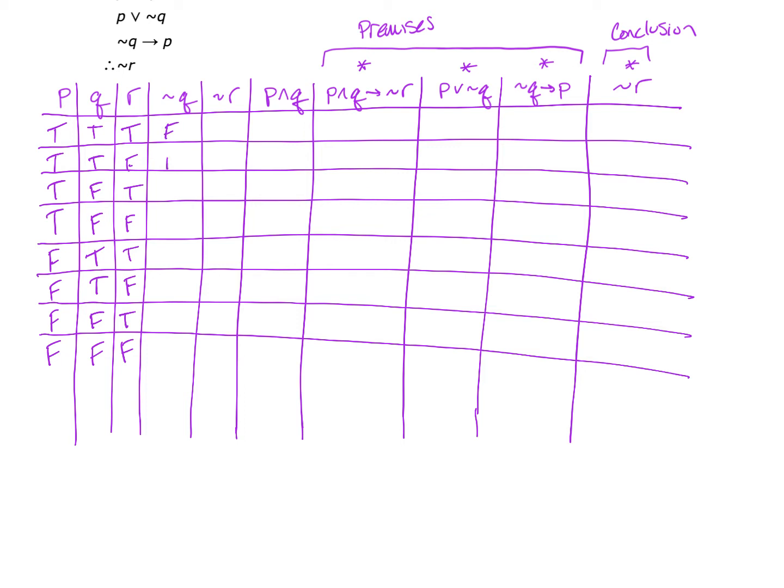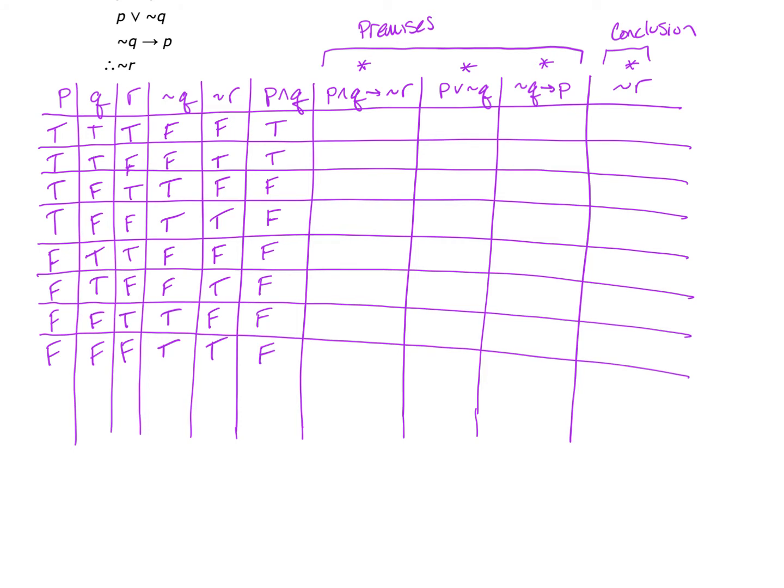So not Q just changes the truth value of Q. So I'm going to end up with false, false, true, true, false, false, true, true. Not R changes the truth value of every entry for R. So I have false, true, false, true, false, true, false, true. Okay, P and Q. I need 2 trues to make an and statement true. So P and Q, we're going to have true, true, false, false, false, false, false, false.